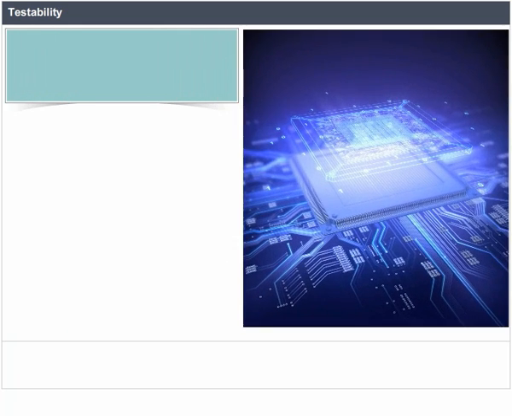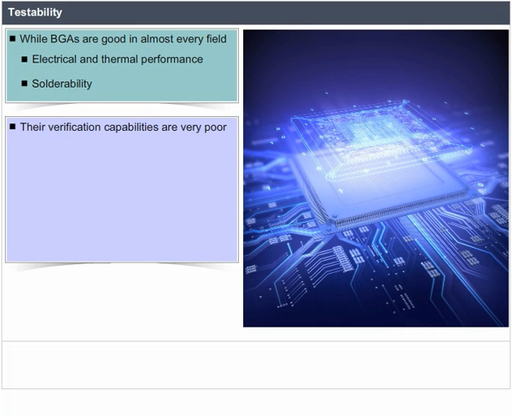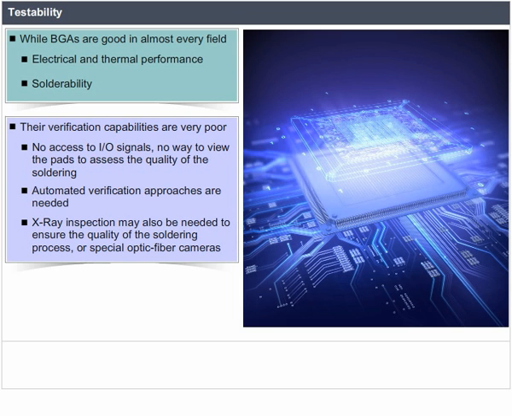Testability. While BGAs are good in almost every field, electrical and thermal performance, solderability, their verification capabilities are very poor. No access to input-output signals. No way to view the paths to assess the quality of the soldering. Automated verification approaches are needed. X-ray inspection may also be needed to ensure the quality of the soldering process, or special optical fiber cameras.